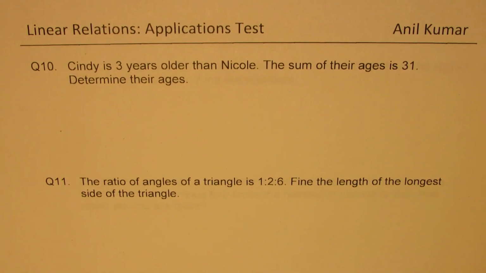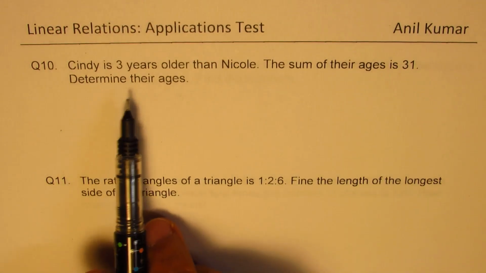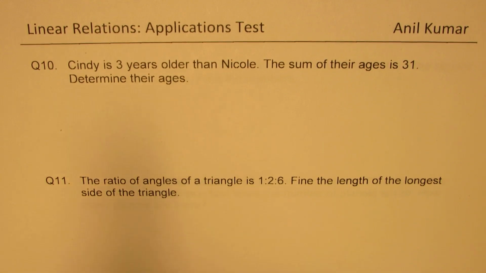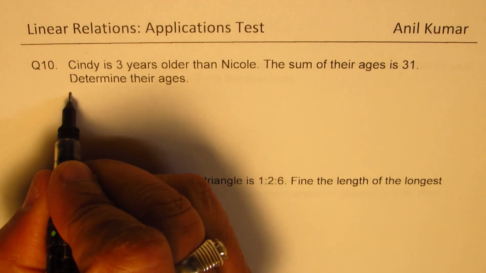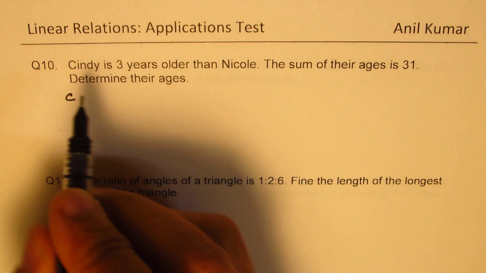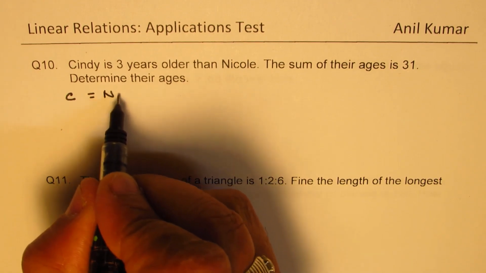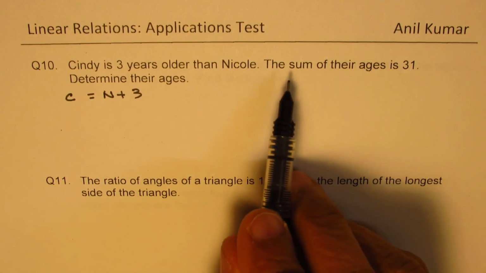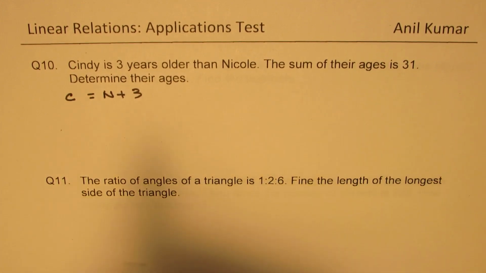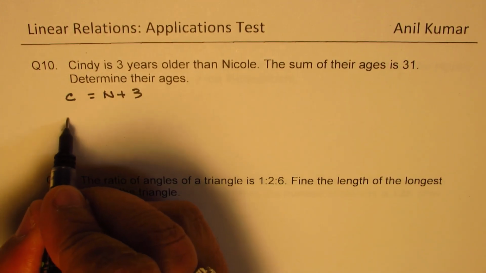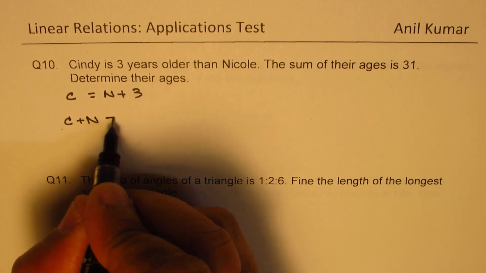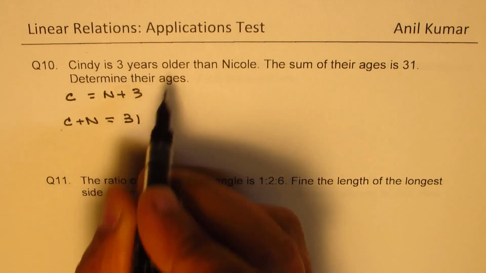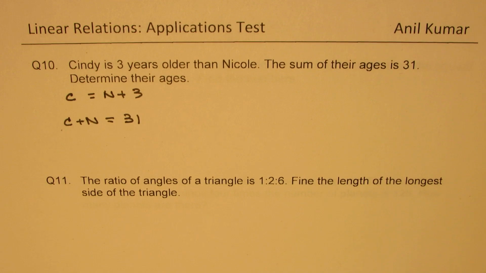Now here, question number 10. Cindy is 3 years older than Nicole. So we'll say C, right? C for Cindy. 3 years older means n plus 3. So that is how their ages are related. The sum of their ages is 31. So if I add them up, that means C plus n, what I get is 31. Determine their ages, right? So that becomes our equation.